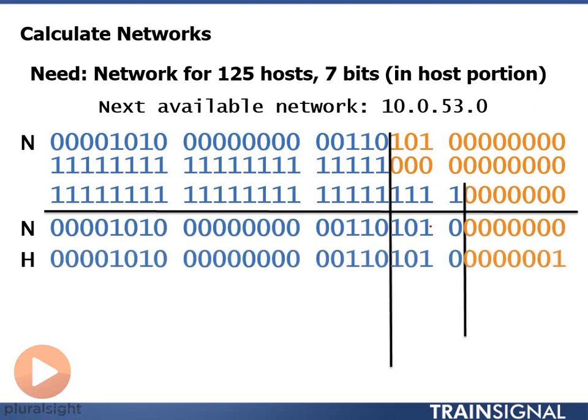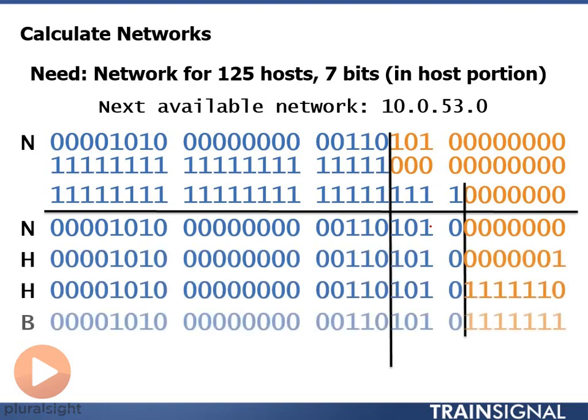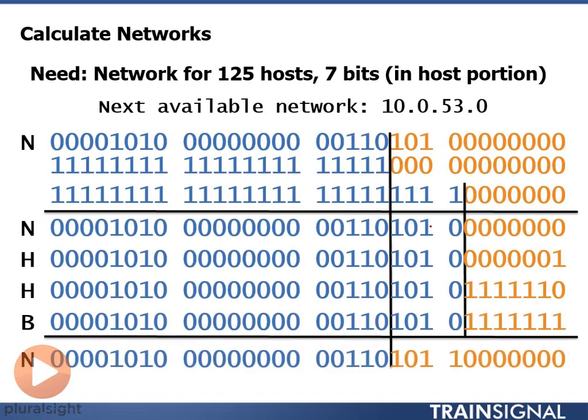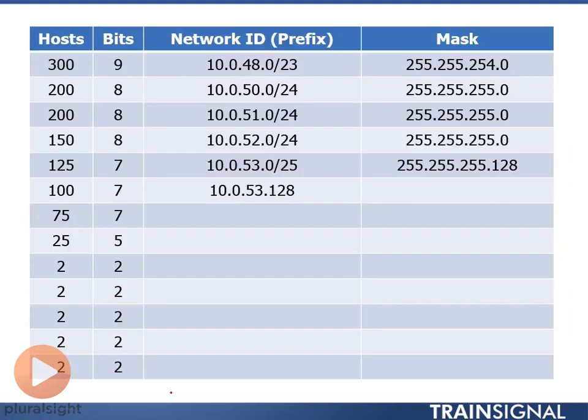We find our first host, our last host, the broadcast address. We add one to the broadcast address. That tells us our next available network. We convert it to decimal and fill in our chart. And then we rinse, wash, repeat. Right, so we're going to do this again.